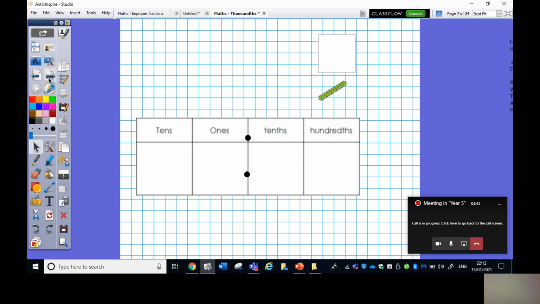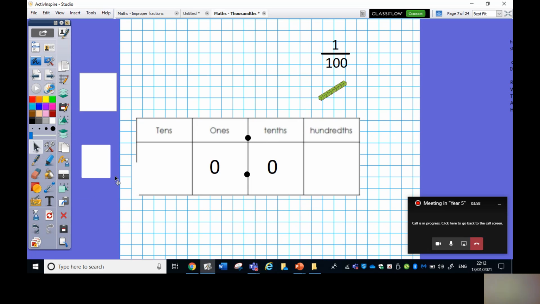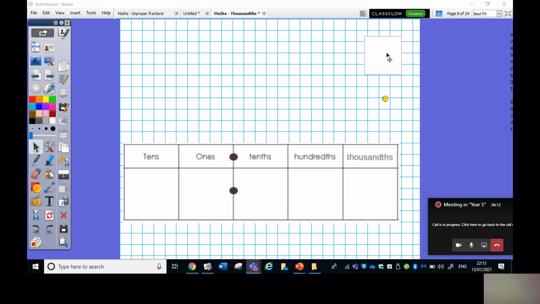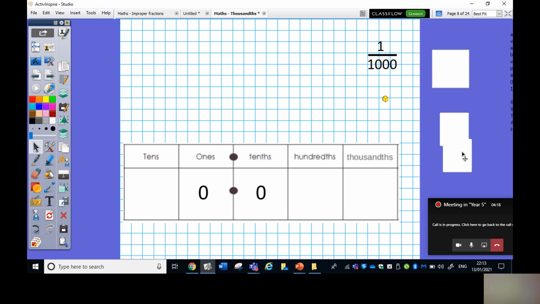And what about this one? Good, it is 100th. Well done. And how would this read on my place value grid? Good, 0.01. Excellent. Now, as for the cube, we need another column because this would be represented, say it, 1,000th. Yes, absolutely, 1,000th. So we would write 0.001. Good.